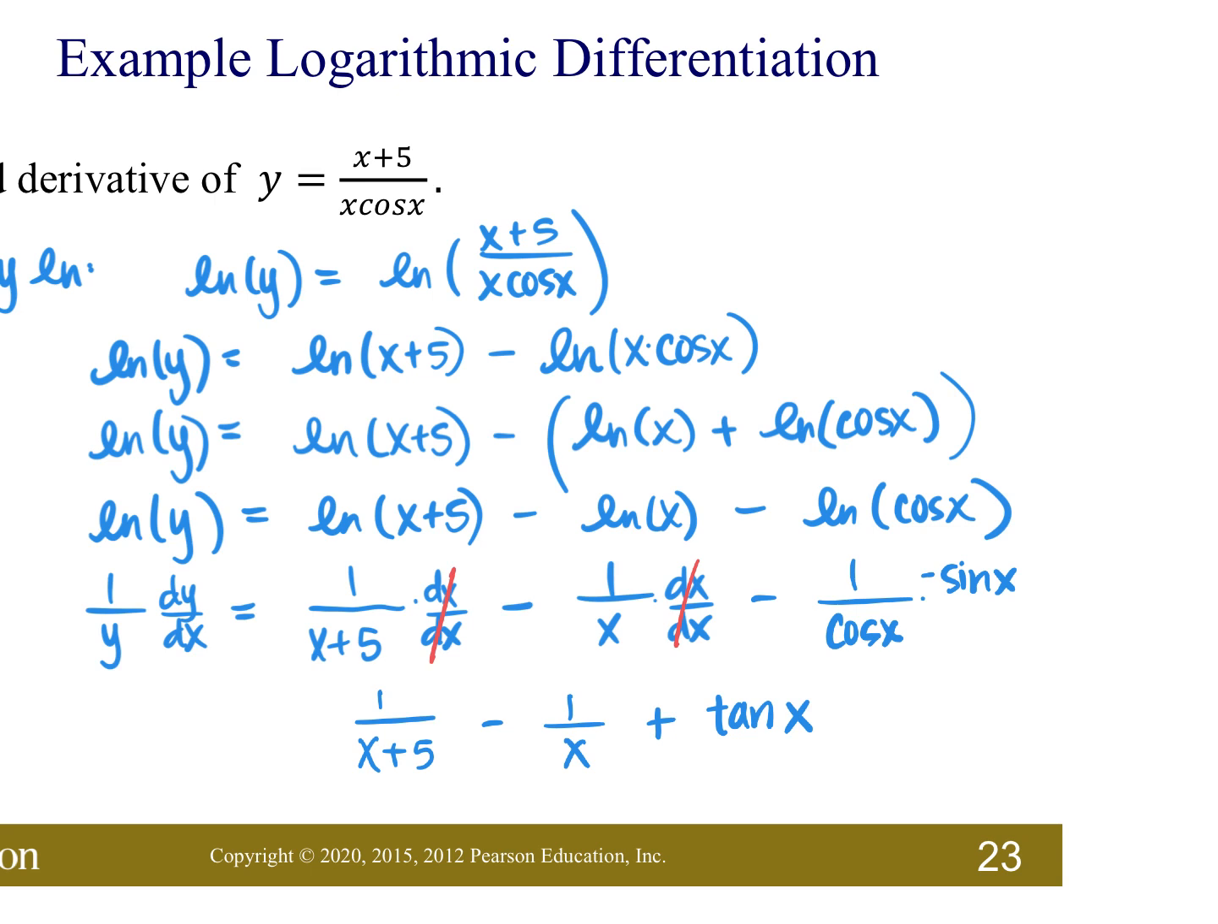And what's around all of that? Parentheses. And what's in front of all of that? Y. And what was the original y? X plus 5 over x cos x. And that is what is equal to the derivative all by itself. And unbelievably enough, that is exactly equal to what you would get with the quotient rule. Algebraically equivalent.